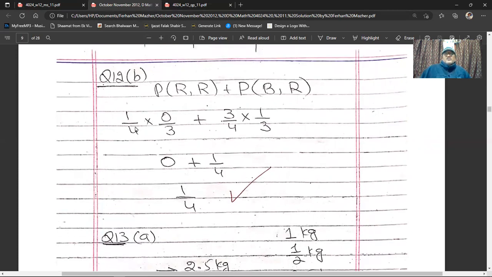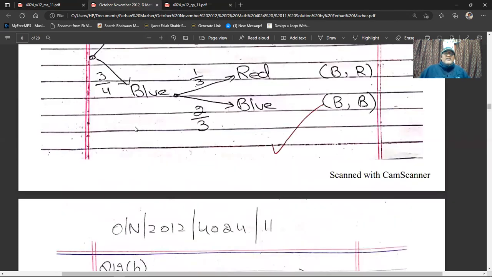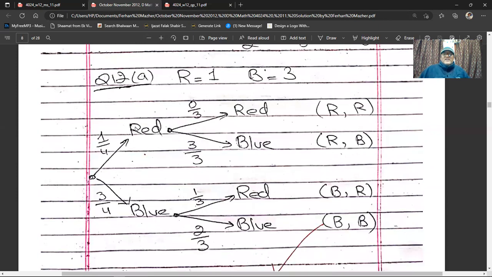So this is question number 12, its B part, and this is question number 12, its A part.